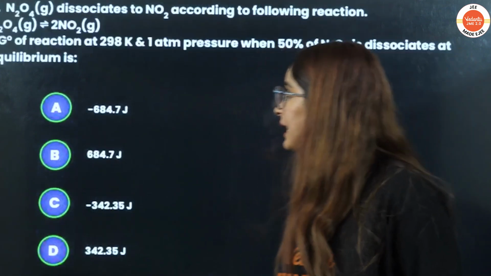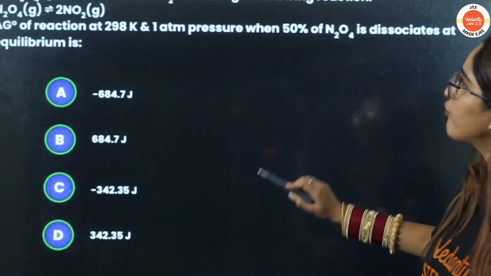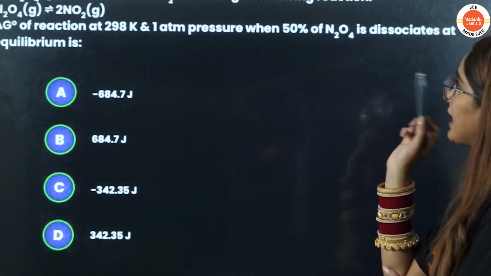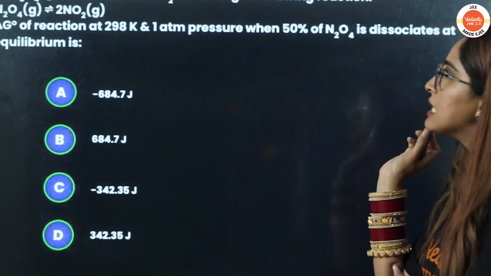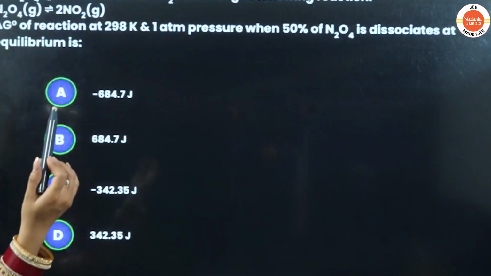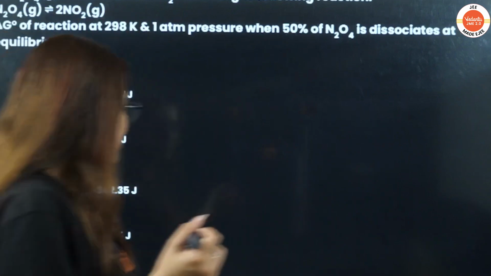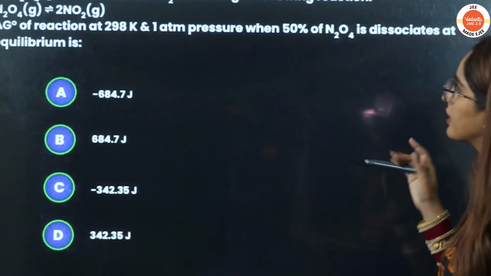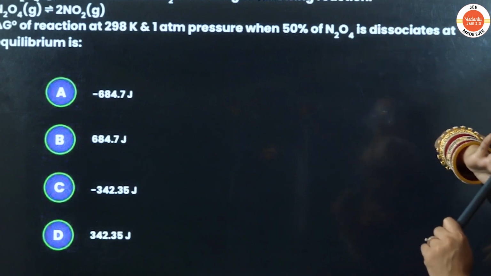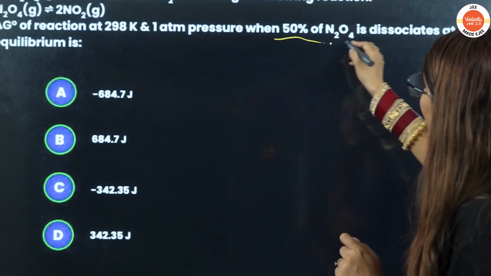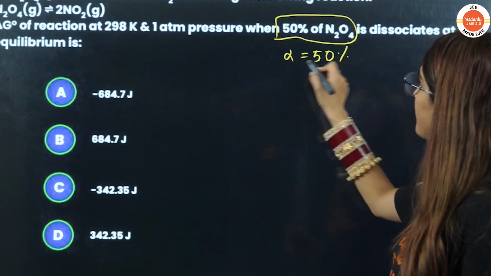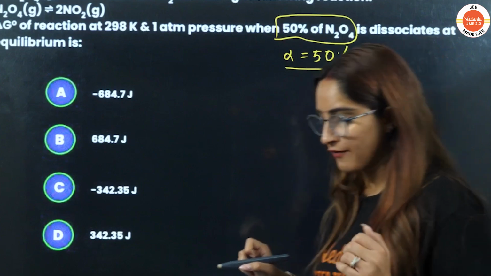Okay. Next we have N2O4 dissociates to NO2. Now you have N2O4 that dissociates to NO2 according to the following reaction, right? Now here what is it? See, in every question you will see something is important, right? So here, firstly, they are saying that this is getting dissociated to NO2 according to the following reaction. Delta G you have to calculate, right? But they have given you something about 50%. That means alpha is given to be 50%.